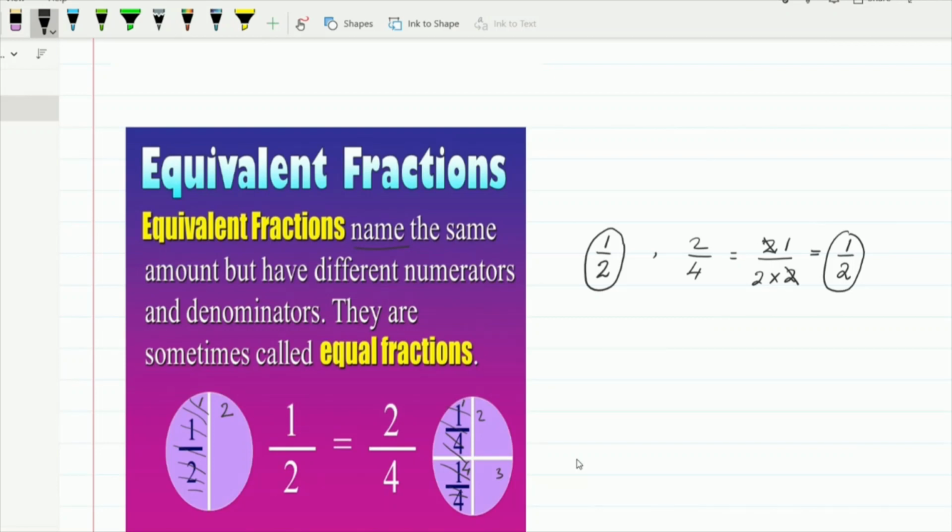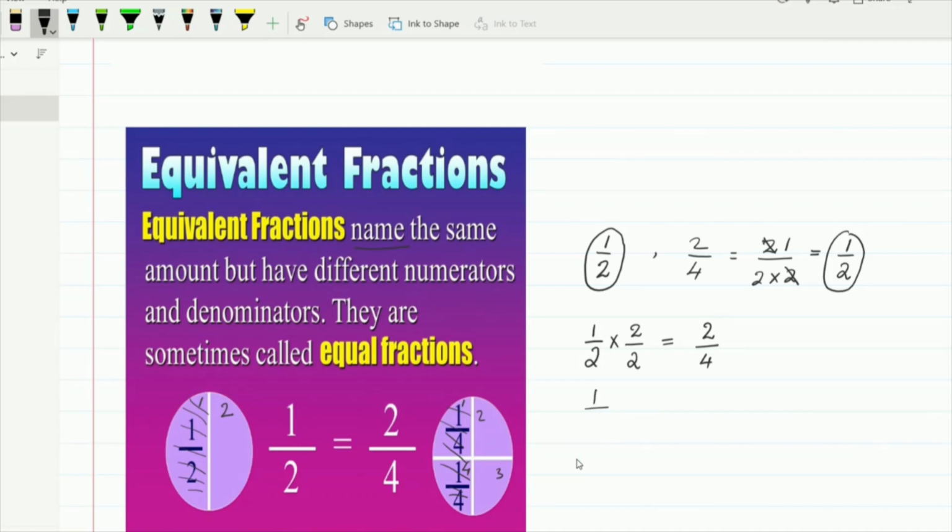Equivalent fractions. For finding out the equivalent fractions, if a fraction is given, you have to multiply or divide both numerator and denominator by the same number. So first I am going to multiply the fraction by 2. If you are multiplying the numerator by 2, the denominator also you should multiply by 2. 1 into 2, 2. And 2 into 4. So we are getting 2 by 4.